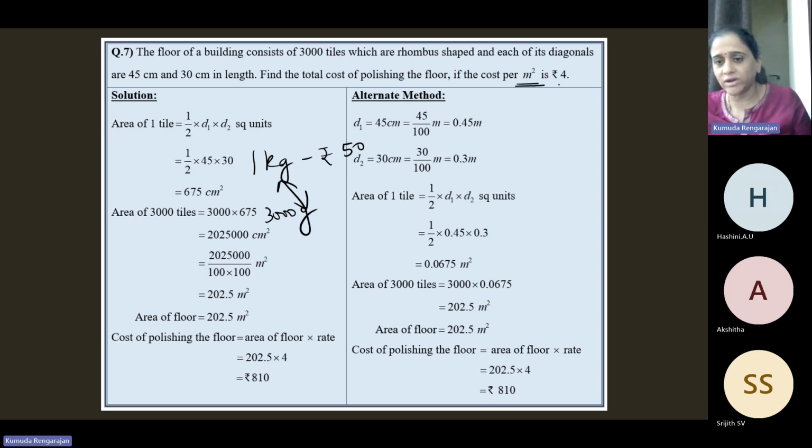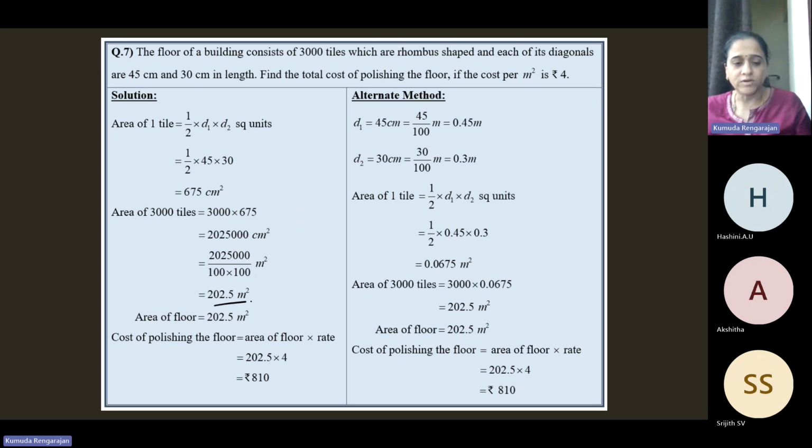In the same way here, what is given? For 1 meter square, it is 4 rupees. The cost of polishing is 4 rupees for 1 meter square. But here the answer is in centimeter square. How can you multiply this with 4? This is centimeter square, so you should convert this to meter square. When you convert it to meter square, now 1 meter square is 4 rupees, 202.5 meter square, how many rupees?